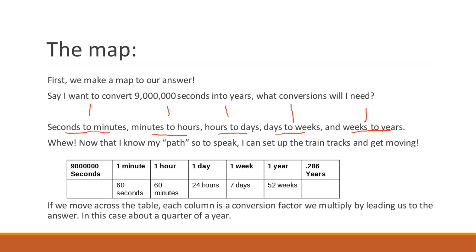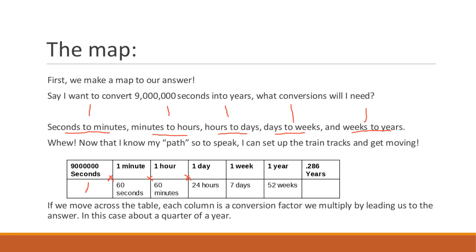Okay, so now that I have my path, so to speak, I can lay out my train track, right? I'm going to just chug along my train track based off this path, and I don't have to keep on whacking my way through the trail at every step. So I set it up in a way that's similar to this, right? And remember, we have implied multiplication signs at each of these intersections. So it's really just 9 million seconds over 1 times 1 over 60 times 1 over 60 times 1 over 24 times 1 over 7 times 1 over 52.